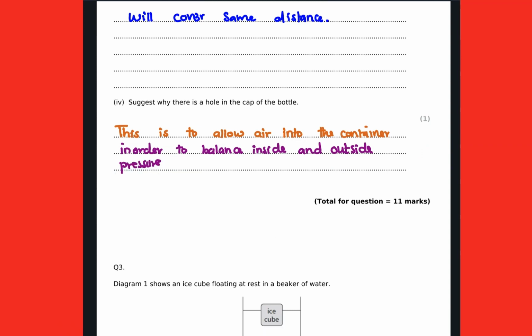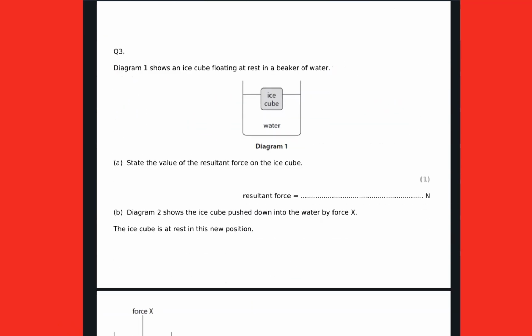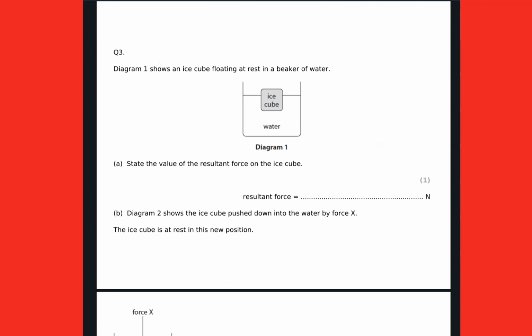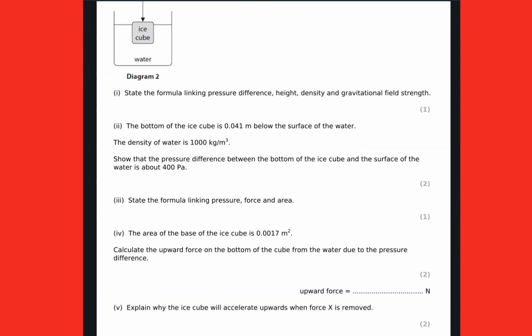So we can move to question 3, whereby we are told that there is an ice cube that is resting on the water surface, and you see that it's resting, so it means it's not moving. So the resultant force is 0 at this given point. The two forces are balanced, so it's not moving, meaning that the resultant force is 0.